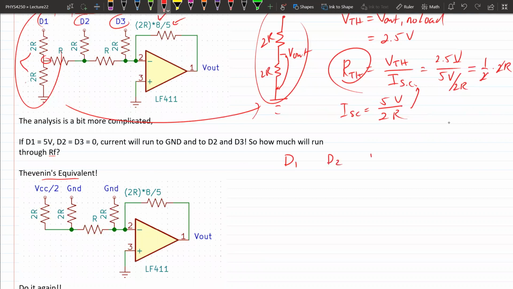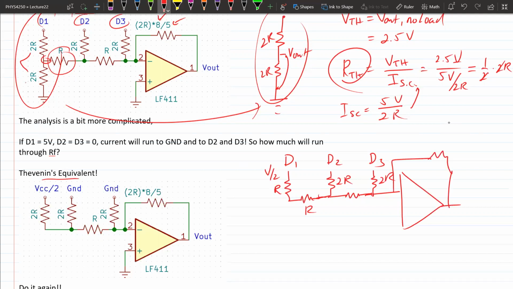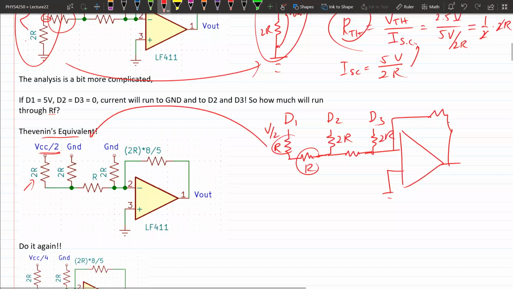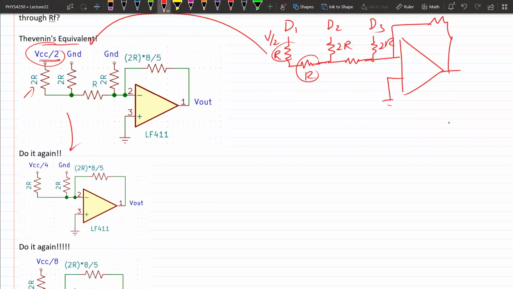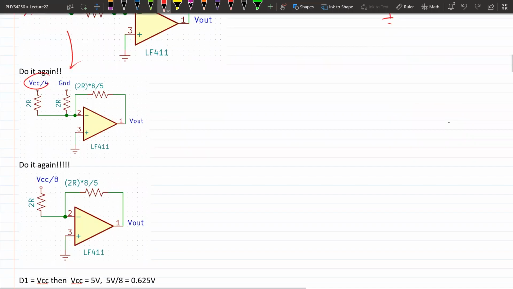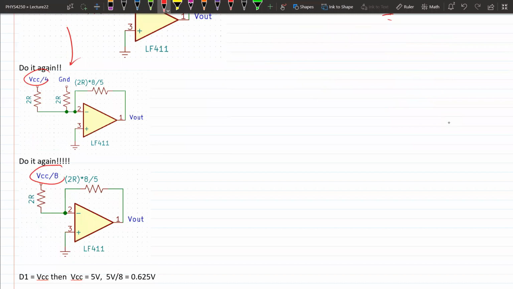You have D1, D2, D3. You basically have whatever the voltage here is divided by 2 with 1 resistor. But don't forget this one, and the rest of the circuit is the same. These are just resistors in series, and resistors in series just add. So when you combine those 2 resistors together, you get twice the resistance. You see how by doing the Thevenin's equivalent, you change this voltage to half of it? If you keep doing this, instead of VCC divided by 2, you get VCC divided by 4, and on the last step, you get VCC divided by 8, if you go through all this Thevenin's equivalent analysis.